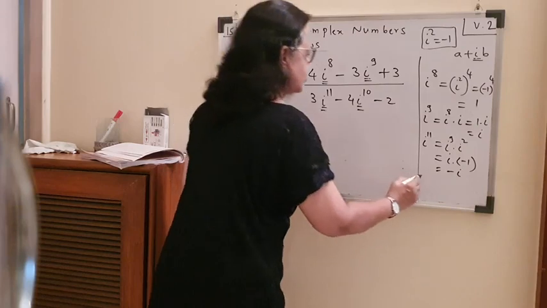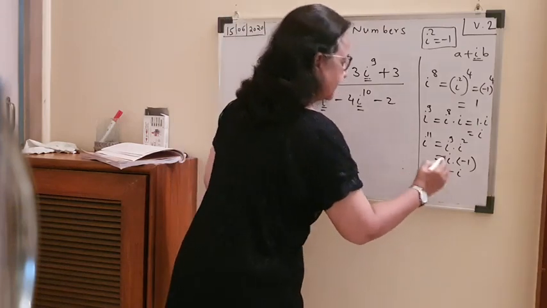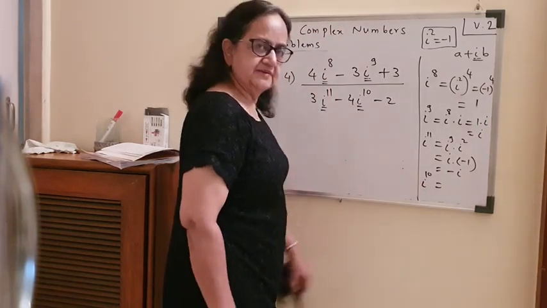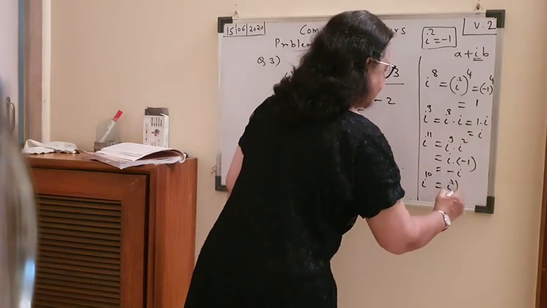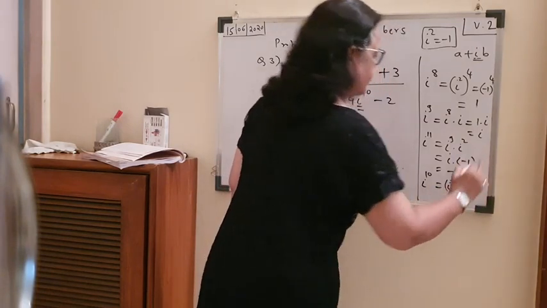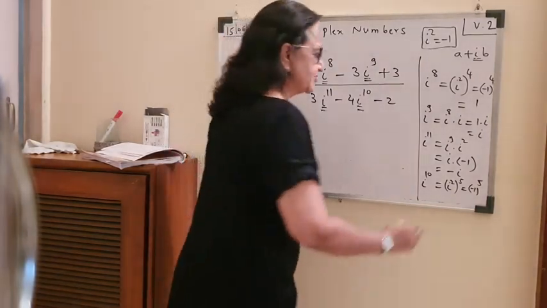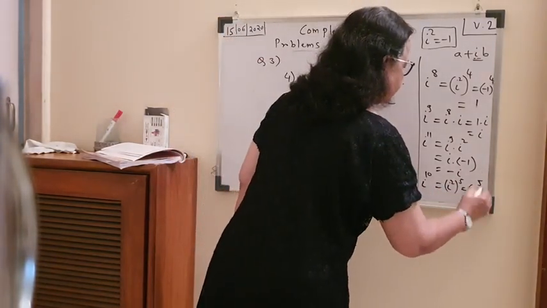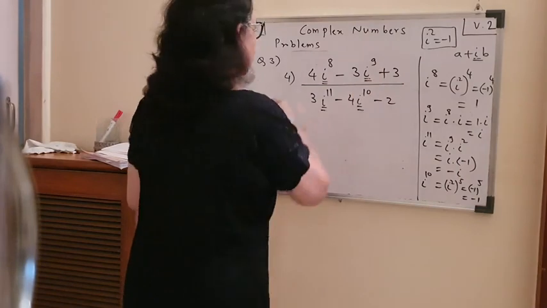And finally i raised to 10. 10 is an even number, so a multiple of 2. So i squared raised to 5. But i squared is minus 1 raised to 5. 5 is an odd number. So minus 1 raised to an odd number is negative, minus 1.